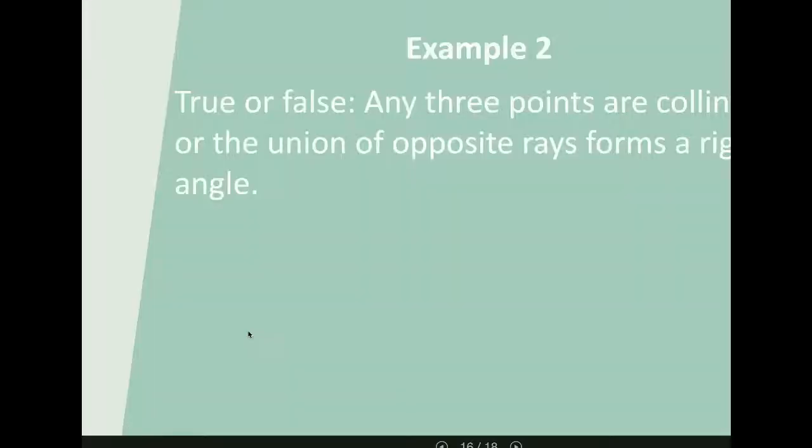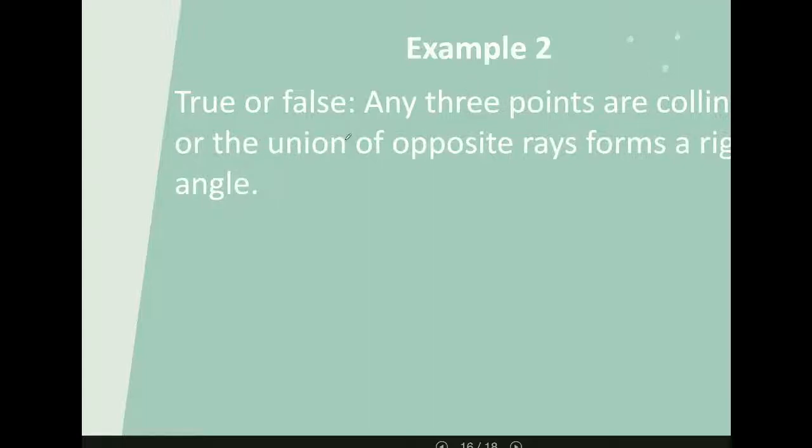All right, true or false: any 3 points are collinear, or the union of opposite rays forms a right angle. All right, so this is an or, so it's a disjunction. We need just one of these statements to be true. So is the first one true? Any 3 points are collinear. Well, that's not true because I could choose 3 points that are not collinear. So we could have 1, 2, 3. Those are not collinear, so that one's not true.